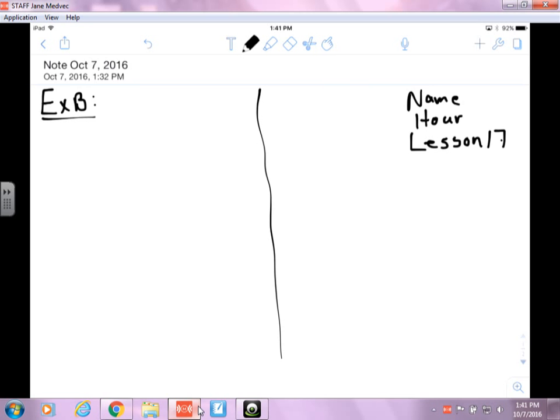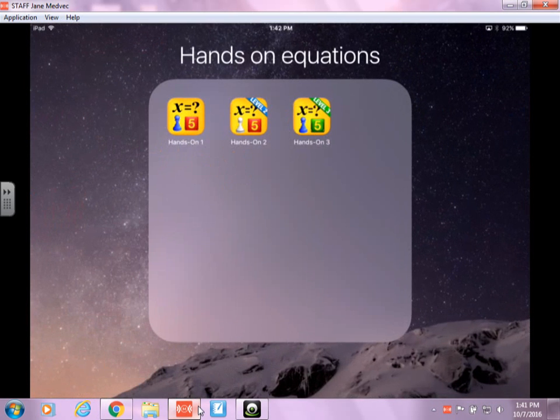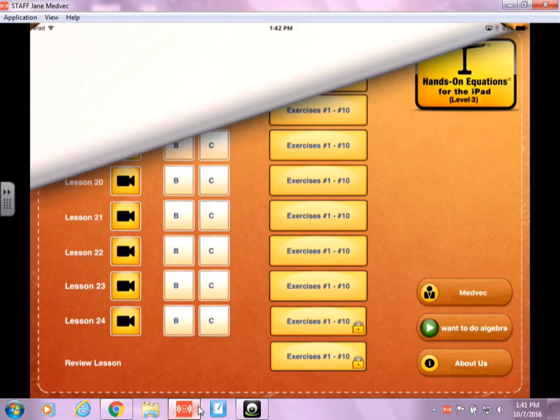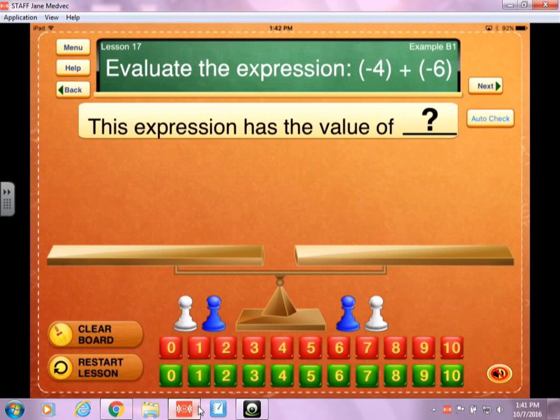Okay. So I'm going to go into my third app, and you notice the third app, it says level 3. It's with a little green ribbon. You're going to notice that we have 24 lessons, and then we have the lesson review. That'll be the test review. Okay. So we're going to go to practice B. Okay. And these are just going to be kind of basic problems.